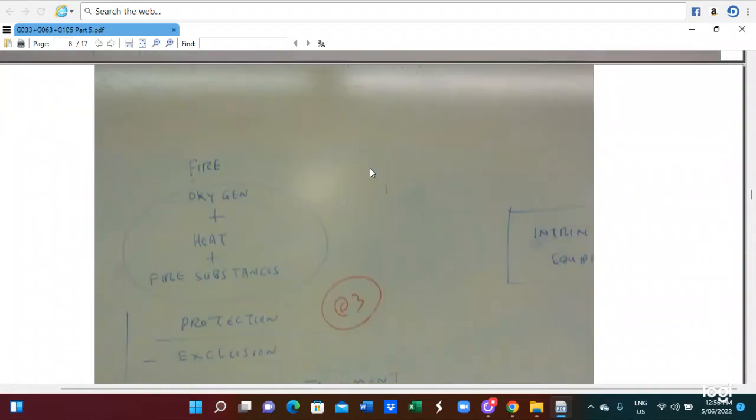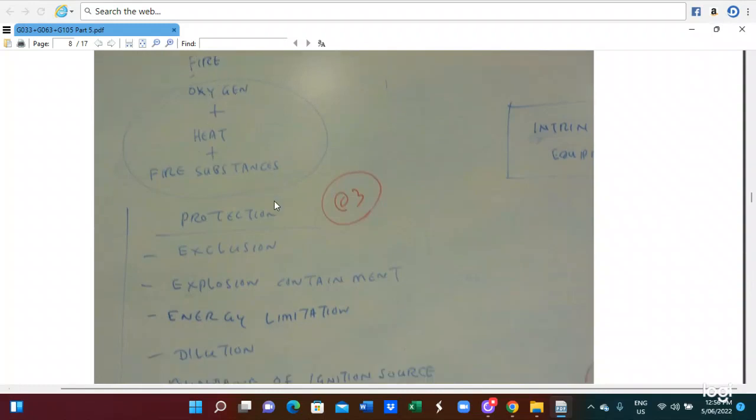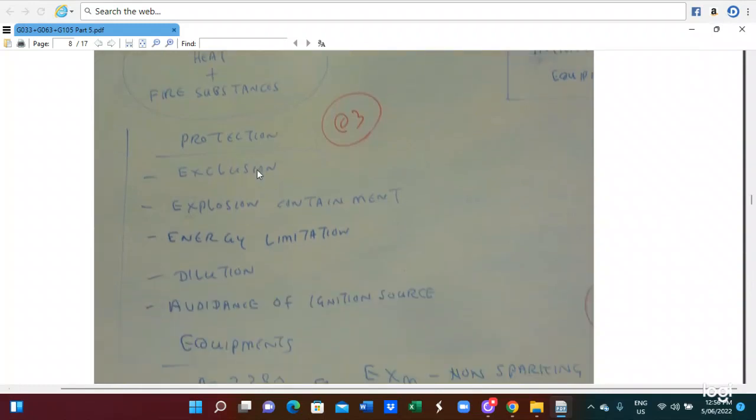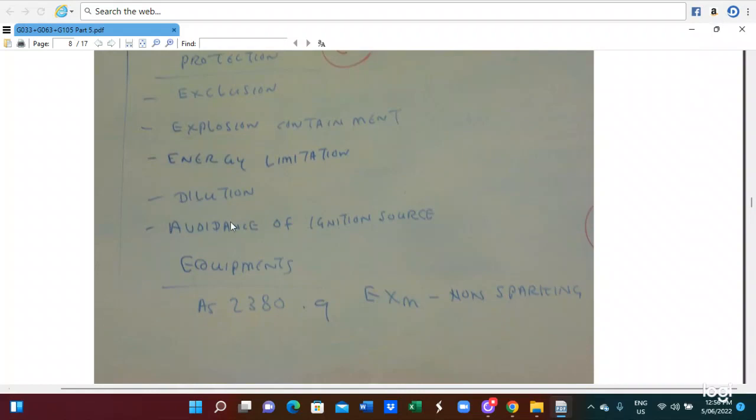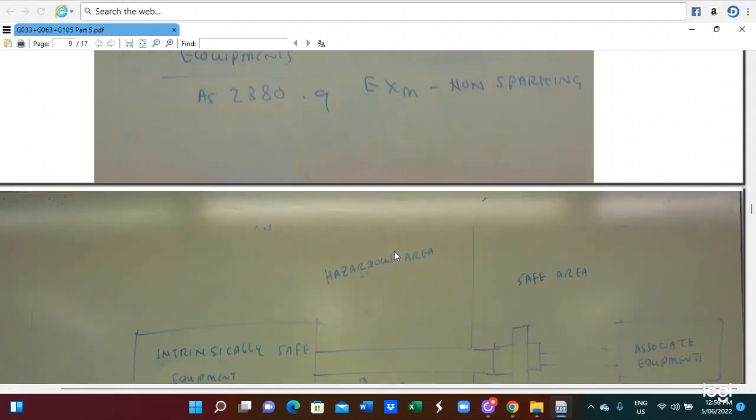So there must be oxygen for a fire to happen. A fire is a mixture of oxygen, heat and fuel substance. So we need to protect against fire by exclusion, explosion containment, energy limitation, dilution, and avoidance of ignition sources. We have to utilize equipment certified under the AS/NZS 2380 series. So this will be the hazard area here.